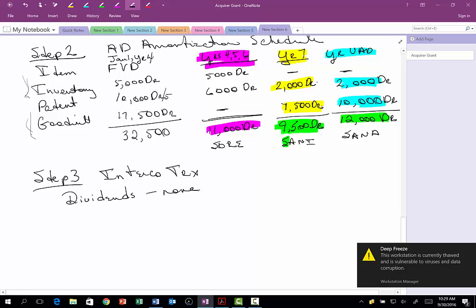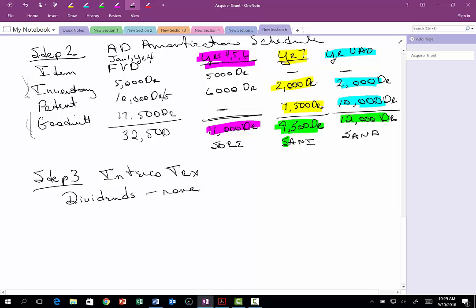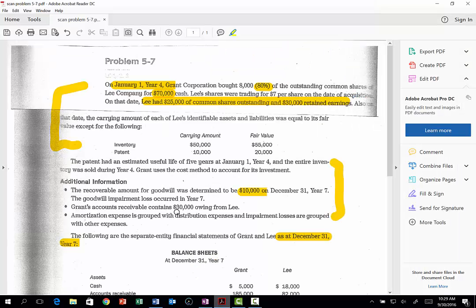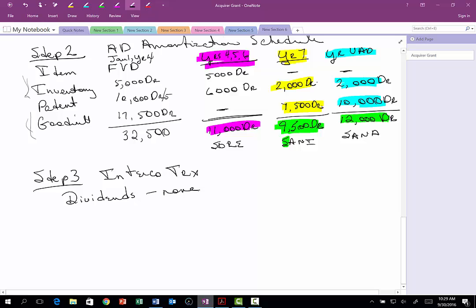All right, so we have no dividends in this problem. However, there is an intercompany payable and receivable. We're told that here. Grant's accounts receivable contains $30,000 owing from Lee. So we're going to have to eliminate that. And that's fairly easy. What we're going to do to eliminate, remember, elimination entries always go backwards of what the normal entry would be. So you have to kind of get used to that.